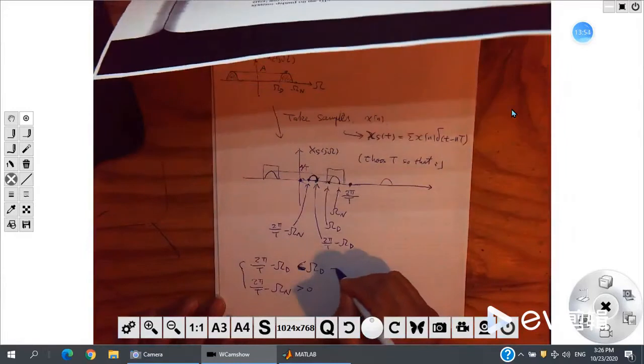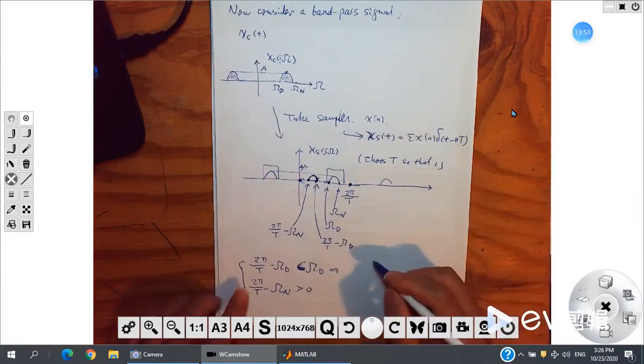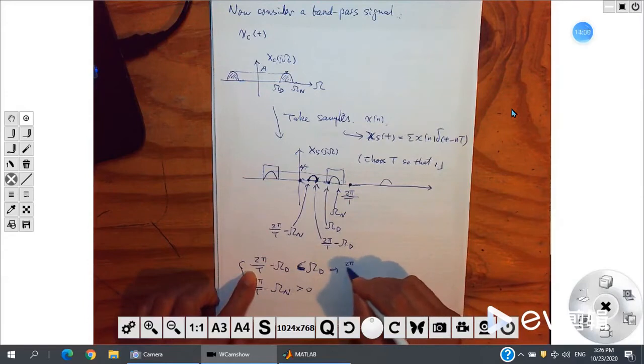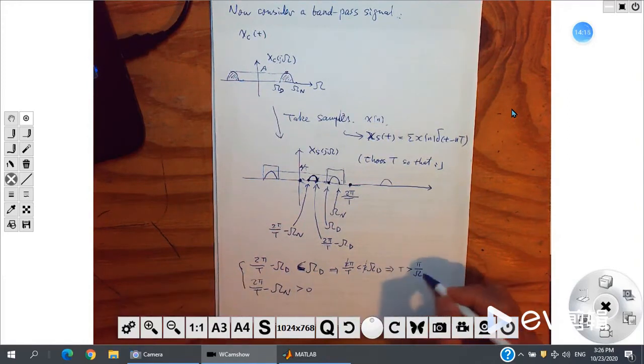Then I want the condition on T. So this is 2 pi over T smaller than 2 omega d. I can cancel the 2. Then I have T, I move T to that side. It should be larger than pi over omega d. So I need to choose T larger than this.